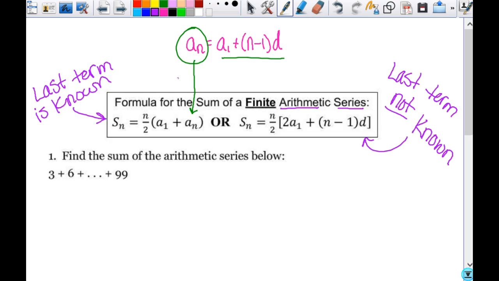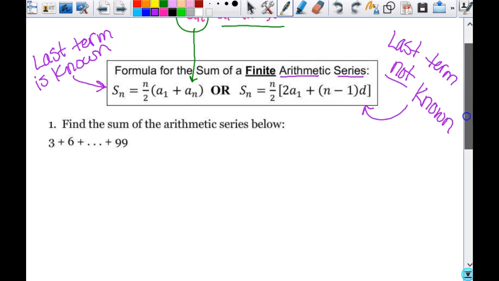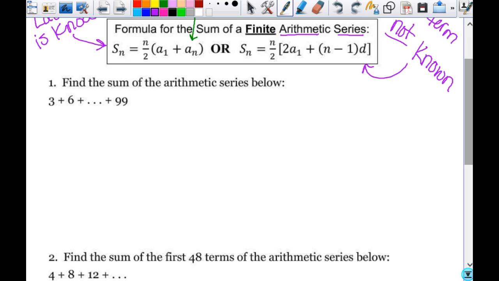All right, so let's look at number 1 here. It says find the sum of the arithmetic series below. Do we know the last term of this one? Yes, this is a sub 1, this is a sub n, whatever that is. So that means I can use this first formula. I'm looking for the sum of, I don't really even know how many numbers, that's equal to n over 2 times a sub 1, which is 3, plus a sub n, which is 99. So I don't know n. How can I find n? Any ideas? I need n to be able to finish this.